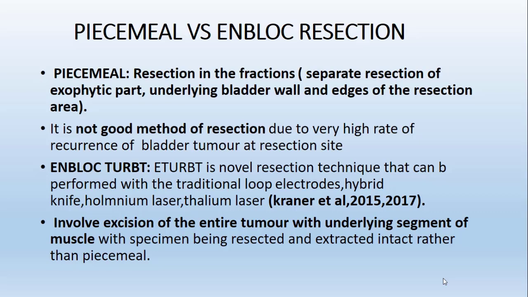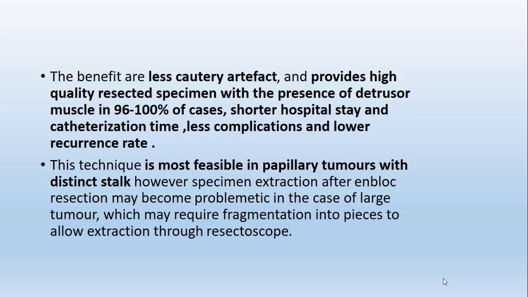En bloc transurethral resection of a bladder tumor is a novel resection technique that can be performed with the traditional loop electrodes, hybrid knife, thulium laser, or holmium laser. It involves the excision of the entire tumor with an underlying segment of muscle, with the specimen being resected and extracted intact rather than piecemeal. The benefits of en bloc resection are less cautery artifact and a high quality resected specimen with the presence of detrusor muscle in 96 to 100% of cases, short hospital stay and short catheterization time, fewer complications, and a lower recurrence rate. This technique is most feasible in a papillary tumor with a distinct stalk.